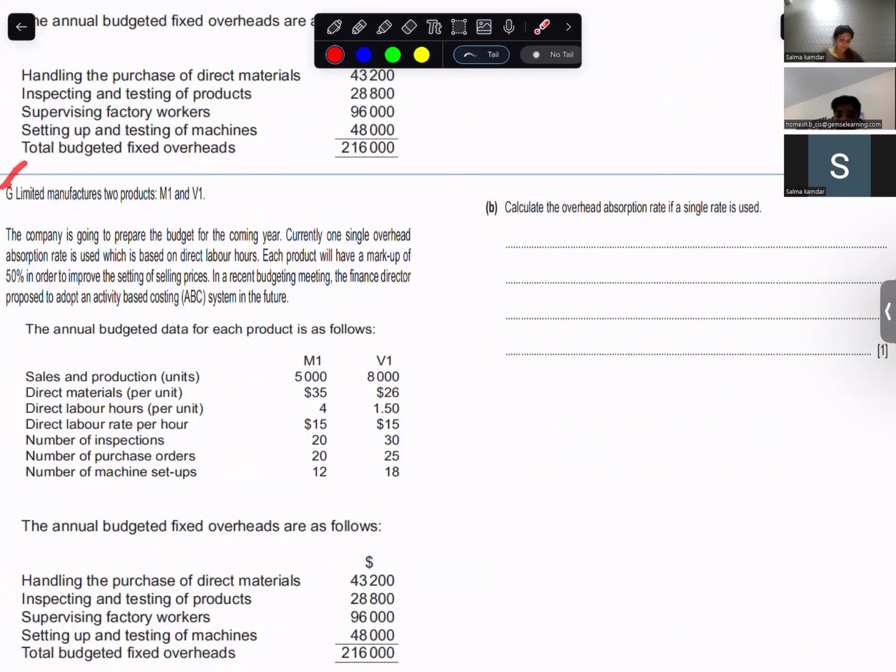Limited manufactures two products, M1 and V1. The company is going to prepare the budget for the coming year. Currently, one single overhead absorption rate is used, which is based on direct labor hours. So this absorption rate is based on what hours? Direct labor hours. Okay, fine. Read ahead. Each product will have a markup of 50% in order to improve the setting of selling prices. In a recent budgeting meeting, the finance director proposed to adopt an activity-based costing system in the future.